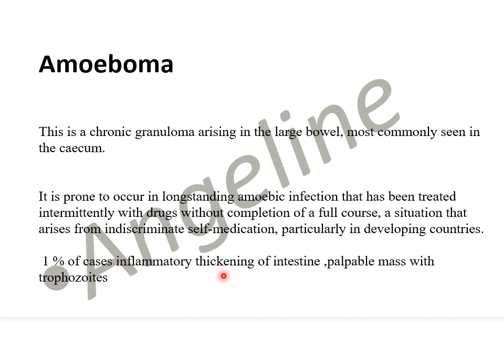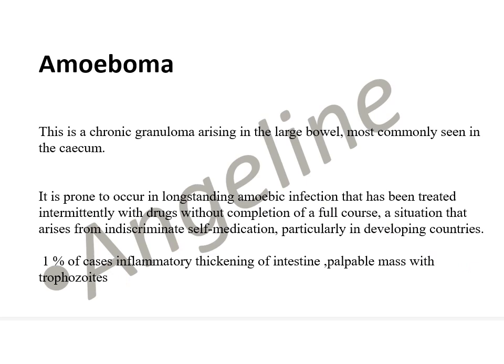In 1% of cases, there is inflammatory thickening of the intestine and a palpable mass, which on histopathological examination will reveal trophozoites. Now, 30 years back, for every right iliac fossa mass, a differential diagnosis was always an ameboma. Now, we are not bringing in the differential at all. We are only thinking about TB and CSC in a right iliac fossa mass or an appendicular mass. But we never bring in ameboma. 30 years ago, this was very common. Ameboma was one of the differentials.